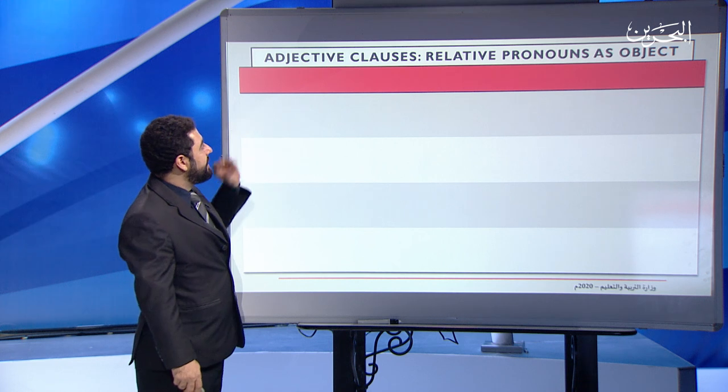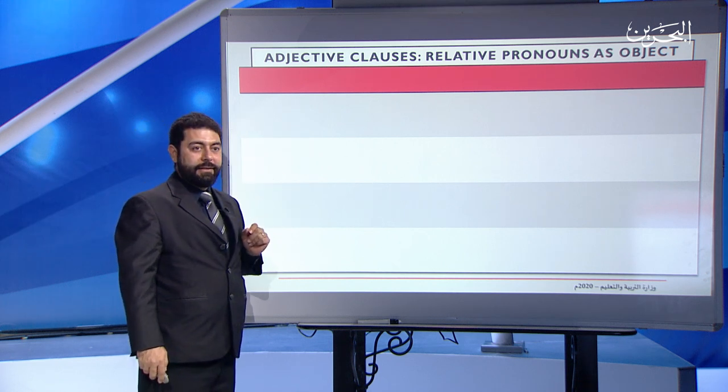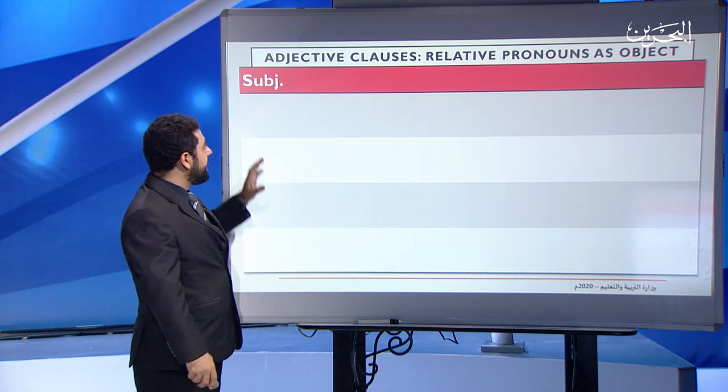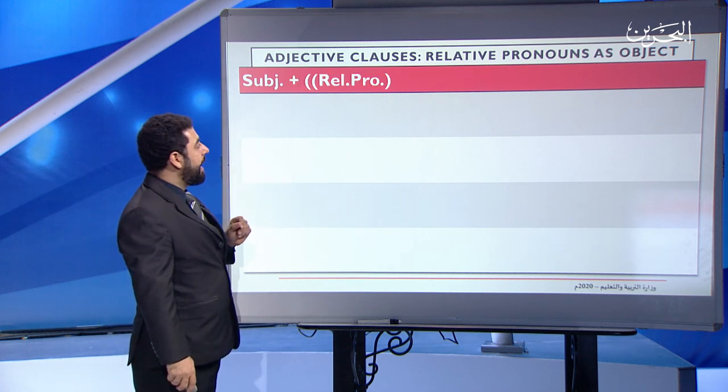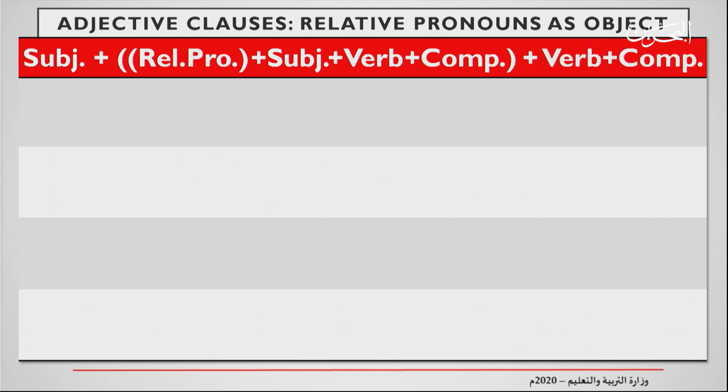All right, adjective clauses, relative pronouns as objects. Okay, we start with the subject and then our relative pronoun as object, plus subject, plus verb, plus complement. Now, this is the adjective clause. You know that because it is between parentheses. Okay, plus the verb, plus complement.